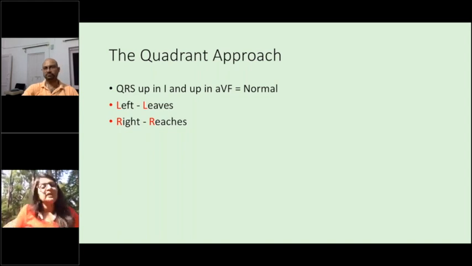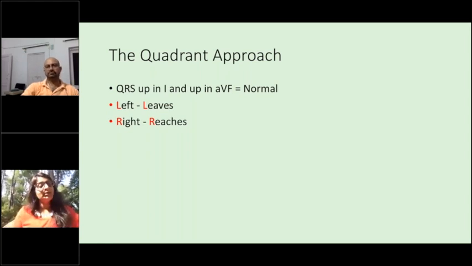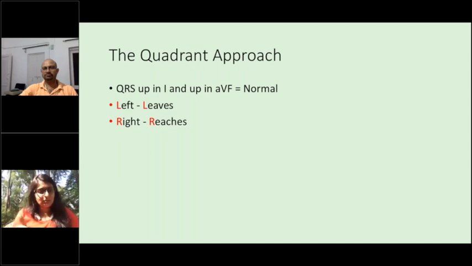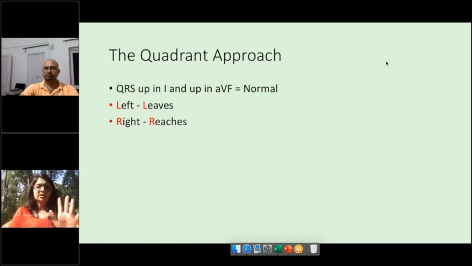And if both of them are negative, there is something seriously wrong, and that's extreme left axis. Either you've put the leads on completely wrong or the patient is in deep trouble. So: normal axis, both upright; left leaves. Lead I is always on top, aVF is always on the bottom. If they're leaving each other, it's left. If they're reaching each other, it's right. And if they're both negative, it's extreme left.